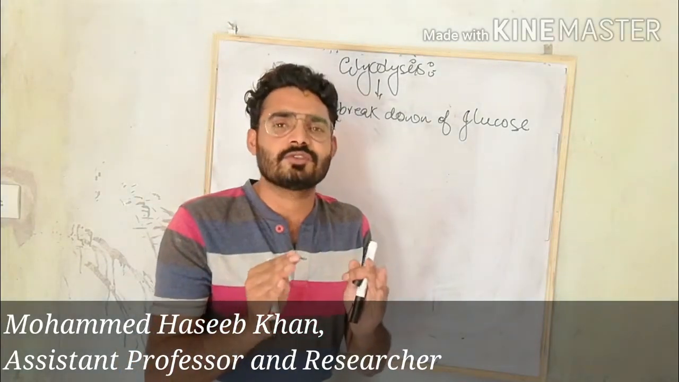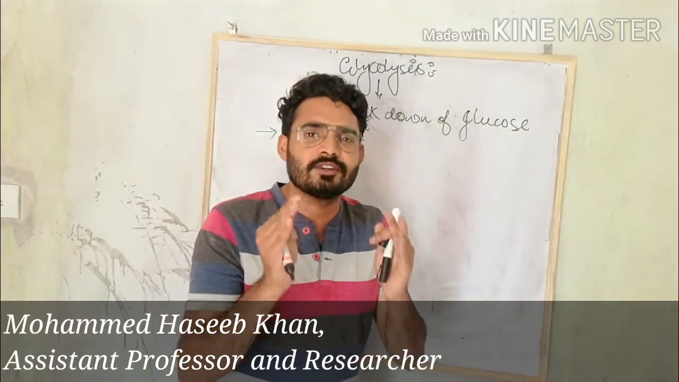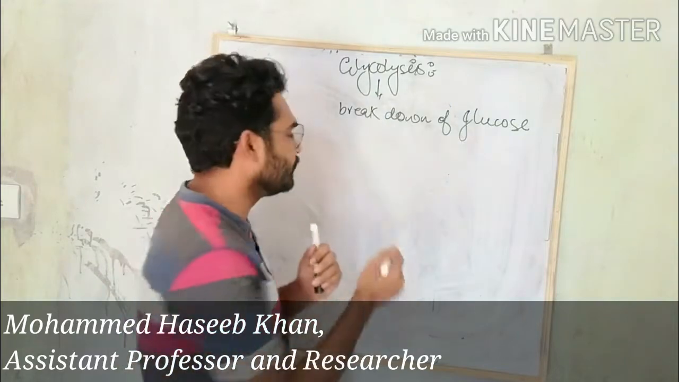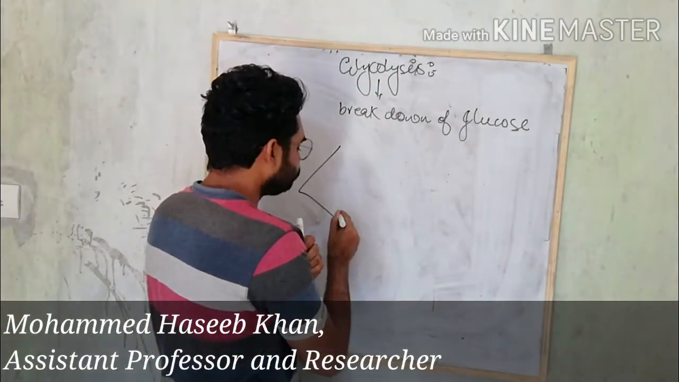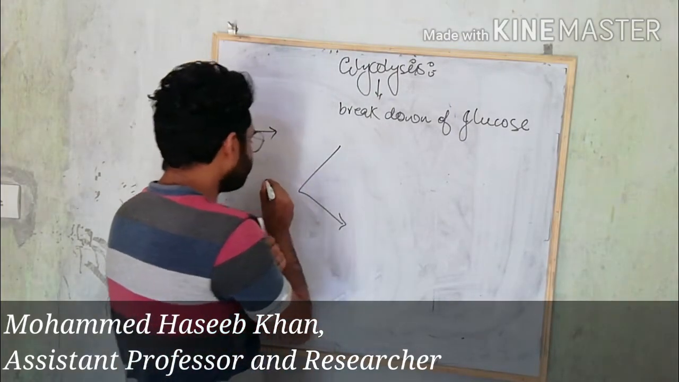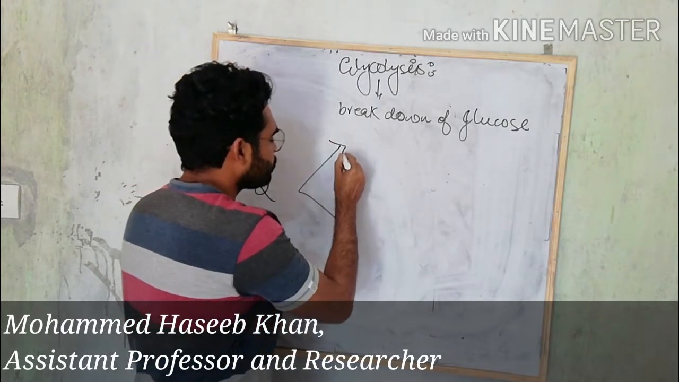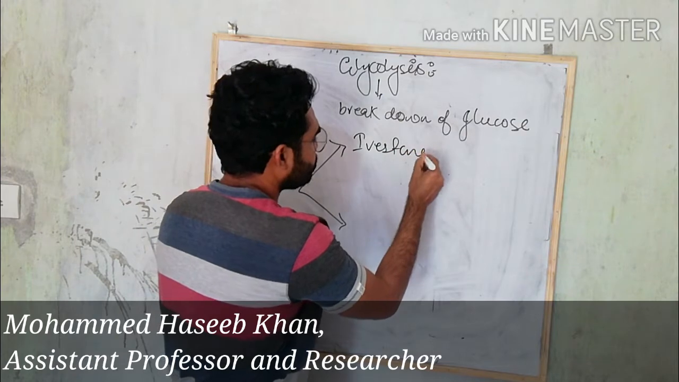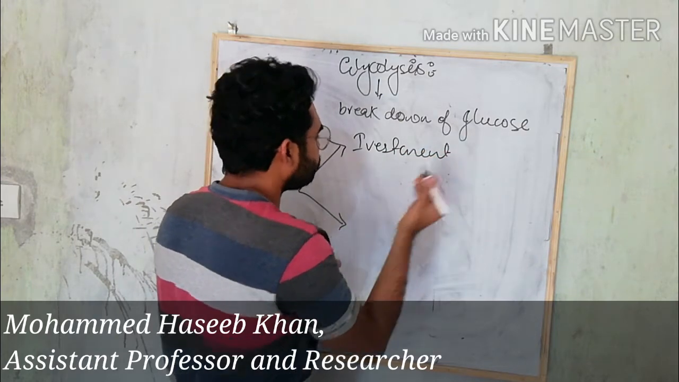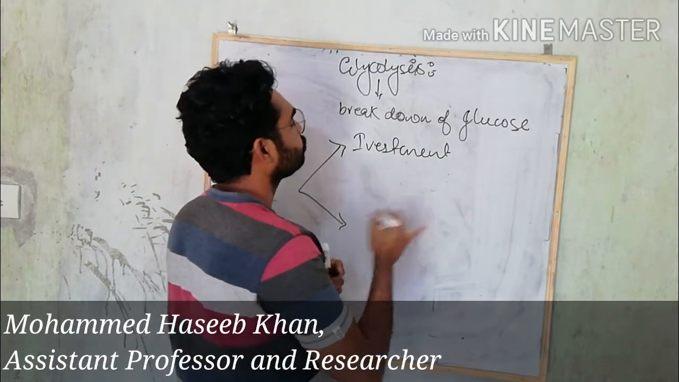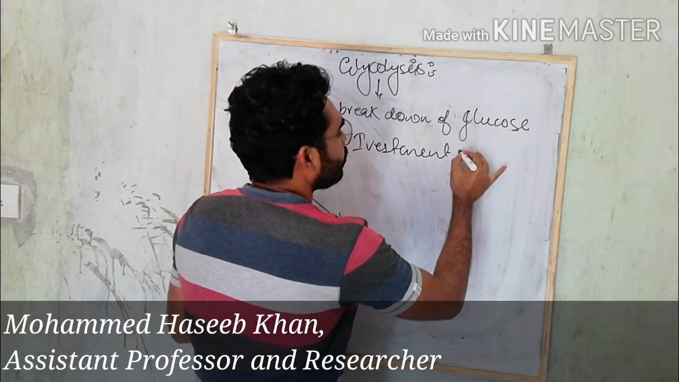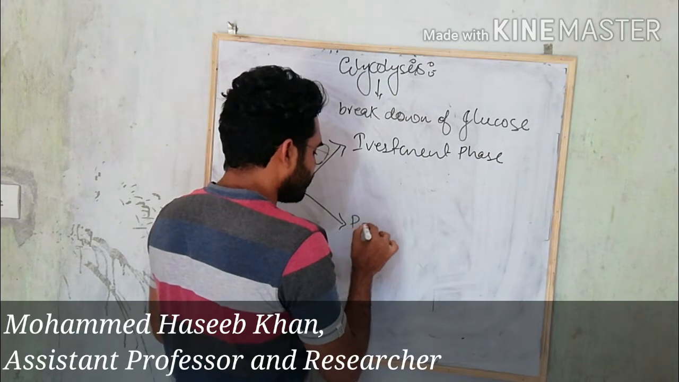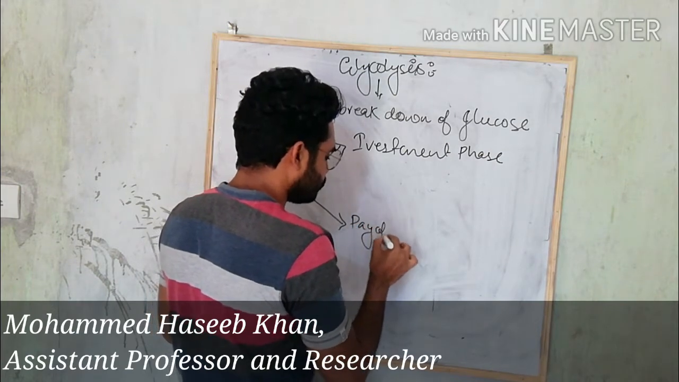So the process of glycolysis can be roughly divided into two broad phases or two broad categories. One is the investment phase, and the other is the payoff phase.